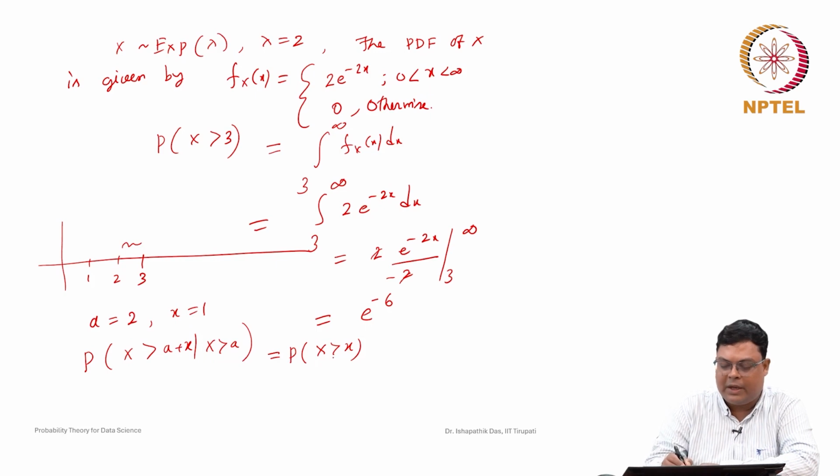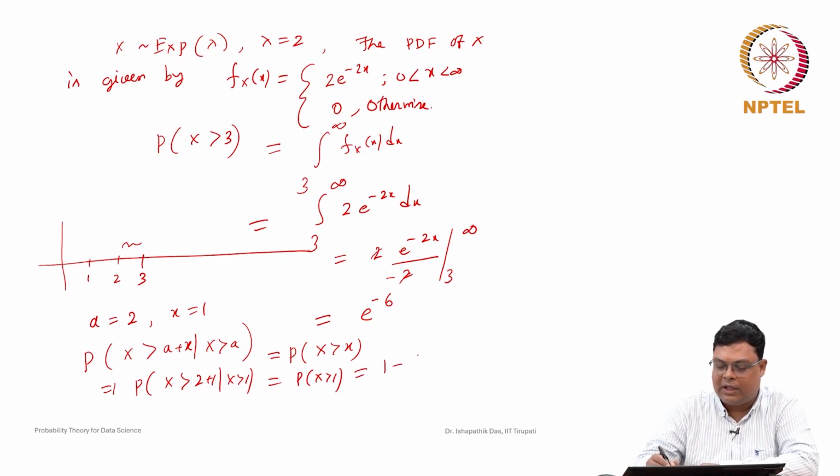So just put x equal to 1. Hence the probability that x greater than 2 plus 1 given x greater than 2 is nothing but the probability x greater than 1. We can find x greater than 1 using the distribution function also: it is the complement, 1 minus the probability of x less than or equal to 1.